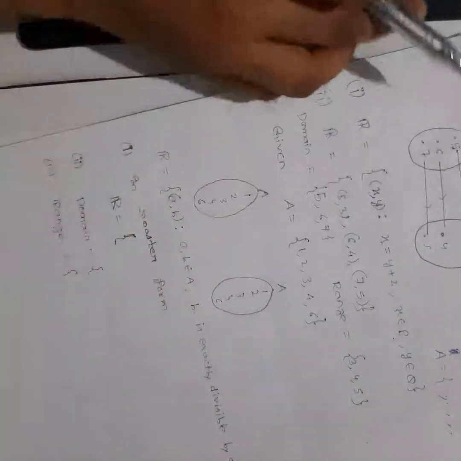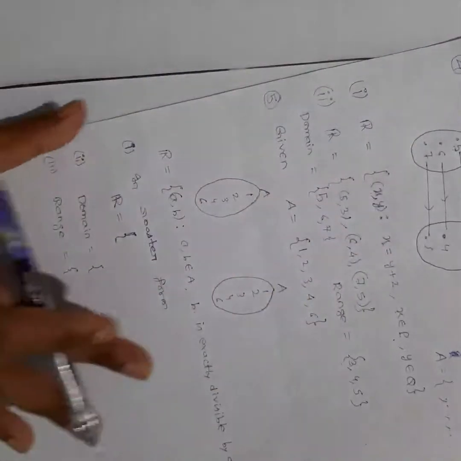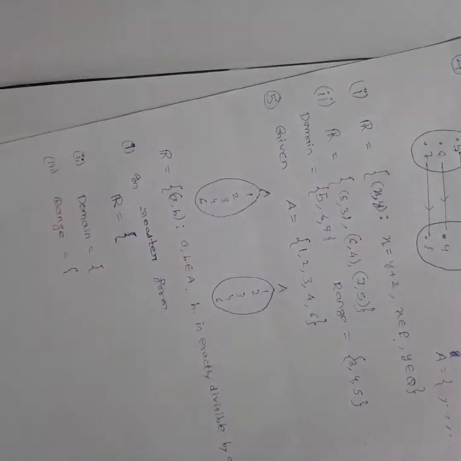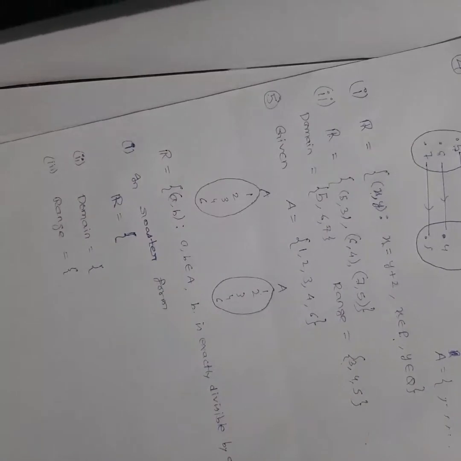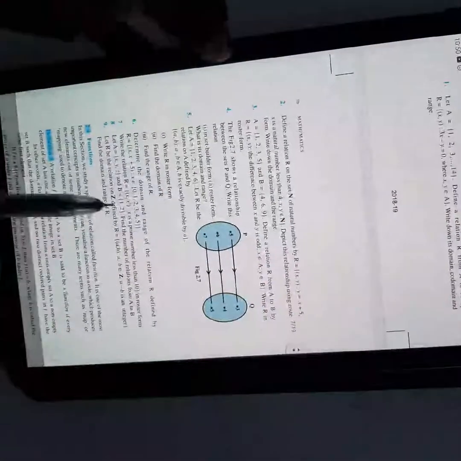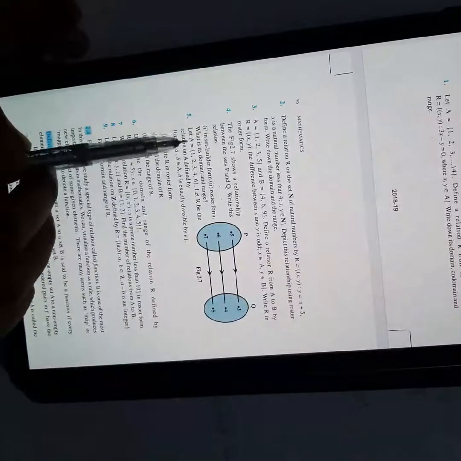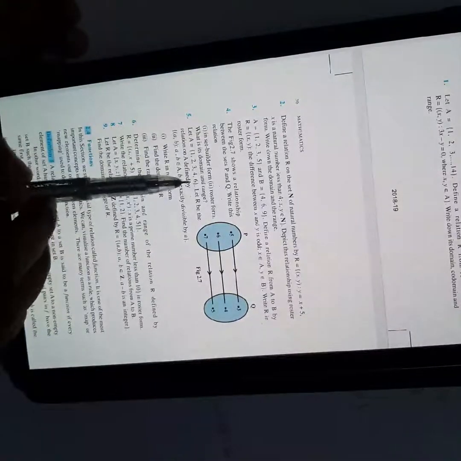Okay, next question number 5. I have written all this in format so that I can finish it in a short interval of time. Okay, I want to finish this exercise by today itself. So you can see question number 5, what it is. Let A is equal to this. So the set is given, right?